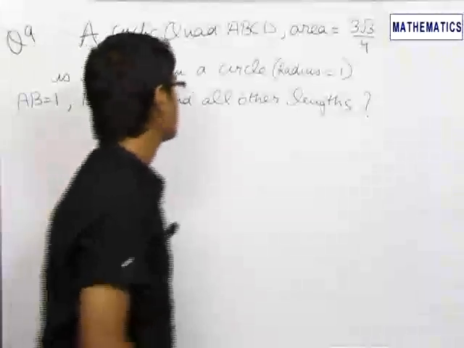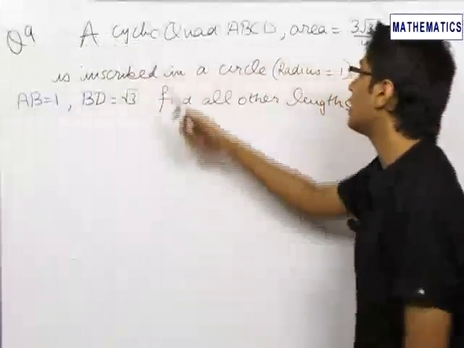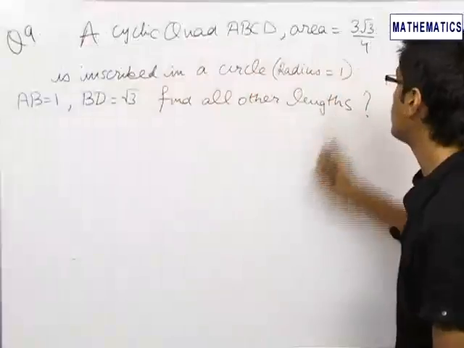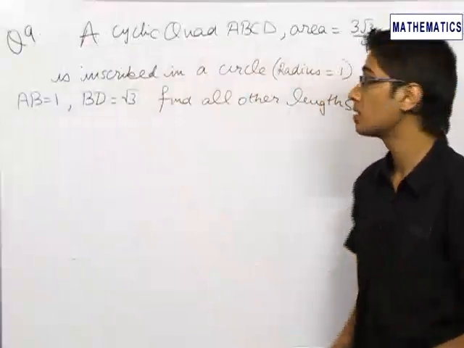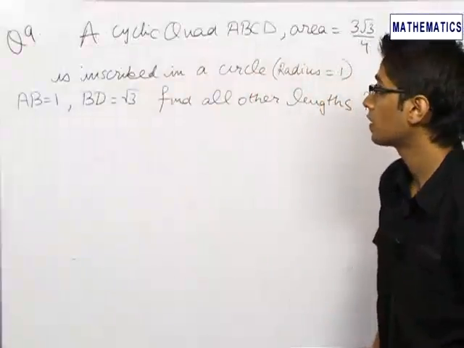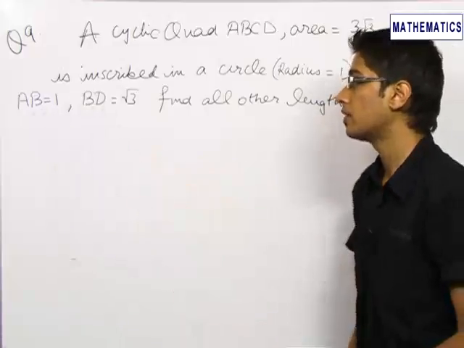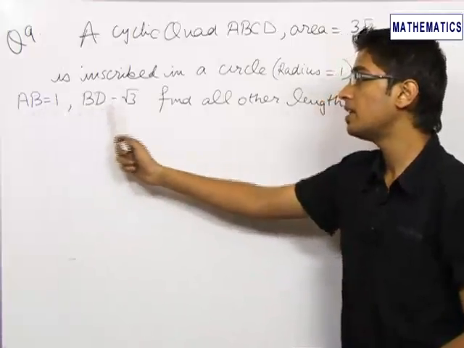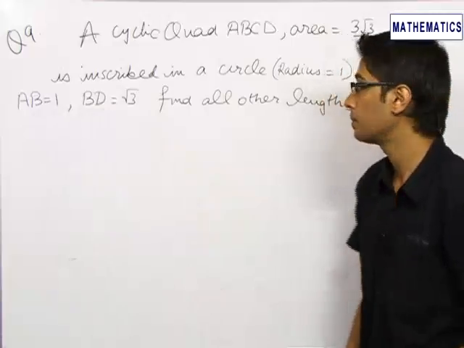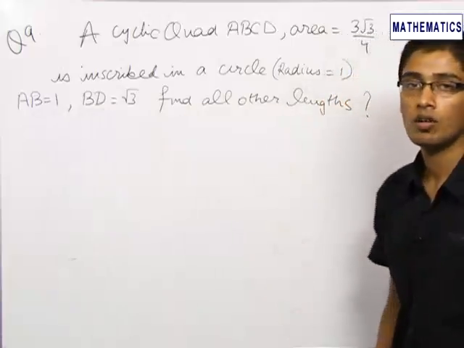In our next question, we are given that a quadrilateral ABCD, whose area is given to be 3 root 3 by 4, is inscribed in a circle of radius equals 1. Two of the sides of the quadrilateral are given, AB equals 1 and BD is the diagonal which is given to be root 3. We want to find all other lengths of the quadrilateral.